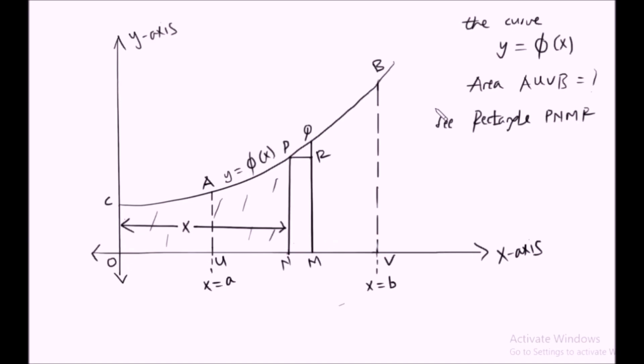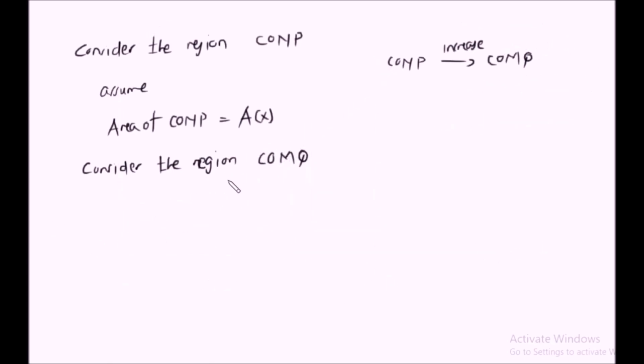Kwa hiyo kuna sehemu ongezeka. Hii rectangle pia ni mara jumlisha na hiki kieneo cha juu kimeongezeka, okay? So area sasa ya hiyo COMQ maana yake itakuwa area ya CONP jumlisha area ya kisehemu kilichoongezeka. So ni kidogo, kwa hiyo nimekiita delta A x. Okay, hii ni area ya COMQ.